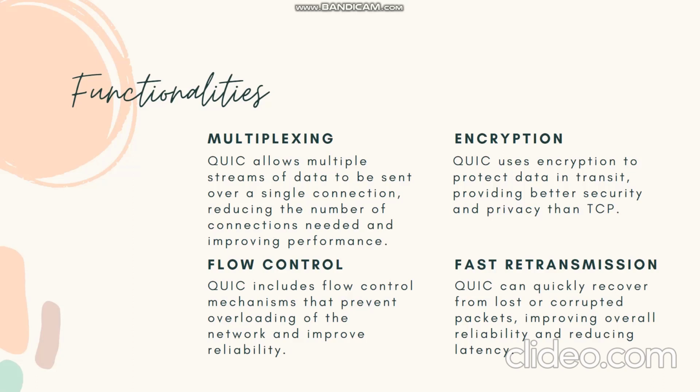The second is encryption. QUIC uses encryption to protect data in transit, providing better security and privacy than TCP. The third is flow control. QUIC includes flow control mechanisms that prevent overloading of the network and improve reliability. Also, fast retransmission is a feature of QUIC, and QUIC can quickly recover from lost or corrupted packets, improving overall reliability and reducing latency.